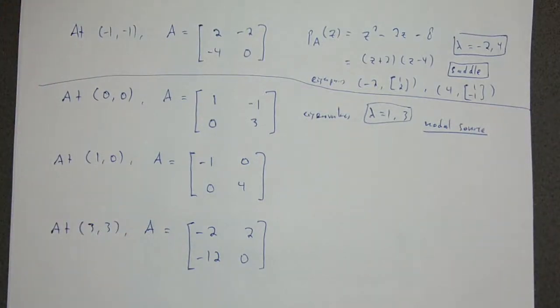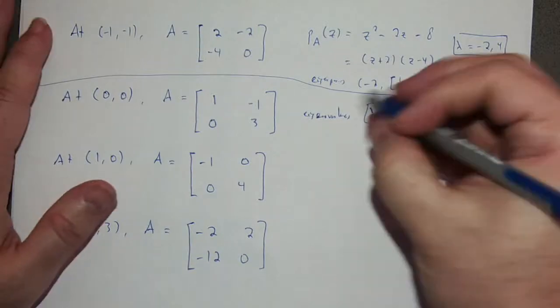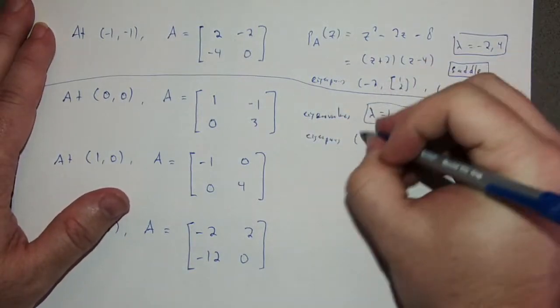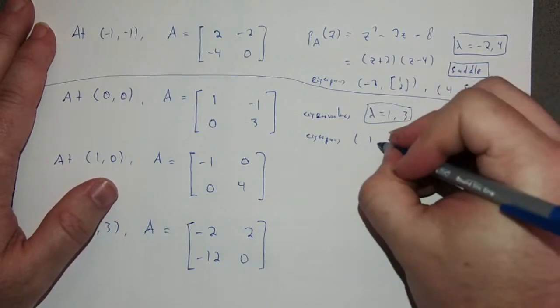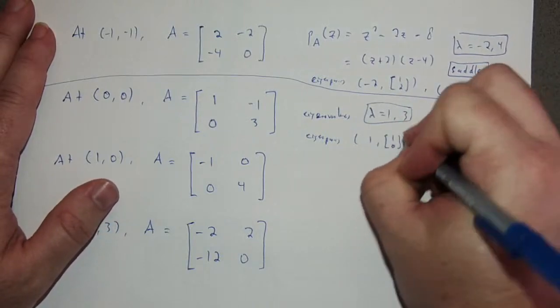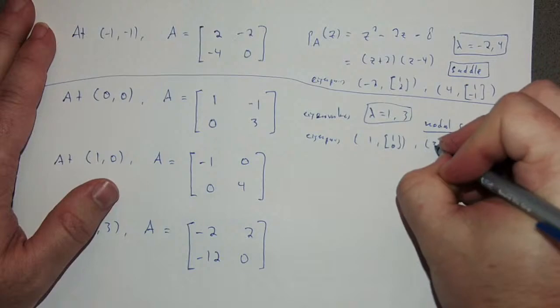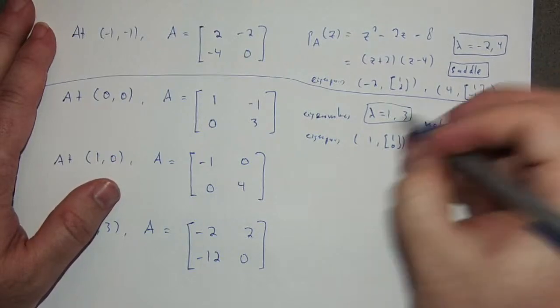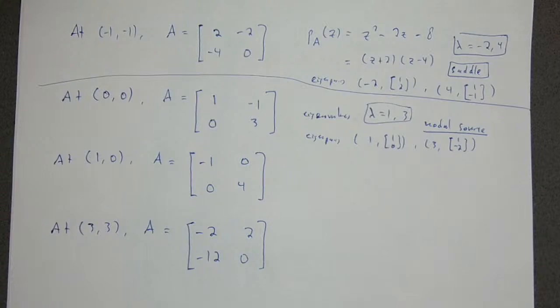Okay, I can look at eigenpairs and tell exactly what this thing looks like. So eigenpairs in this case, I have 1, 0 and 3, 1, minus 2.